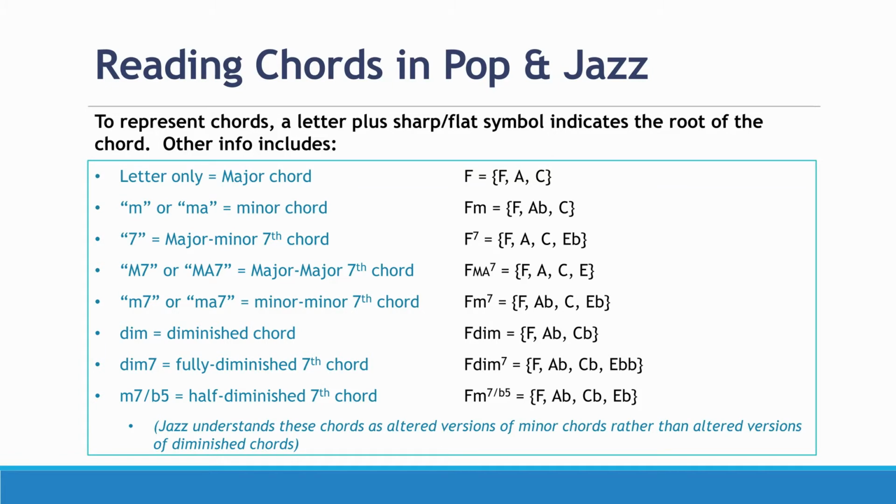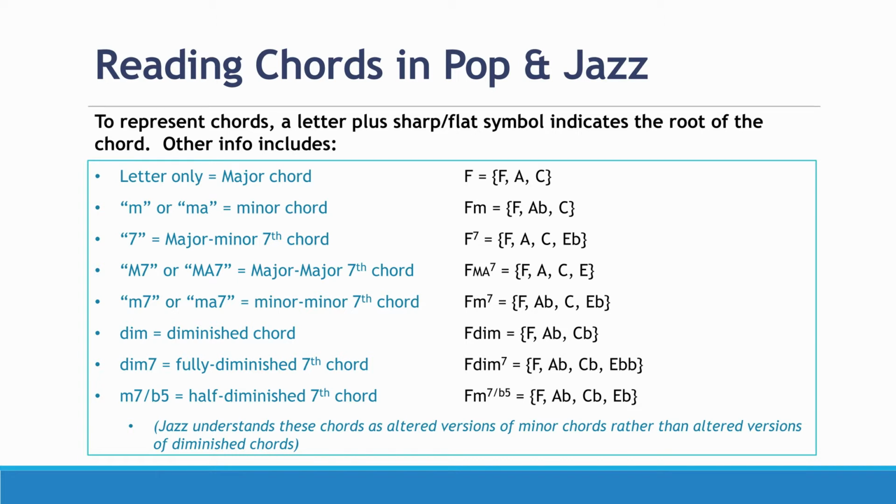So what can we expect with chords in pop music? Well, if we have a letter only, that's going to indicate a major chord. We can think of major as essentially being our default chord quality in both pop and jazz styles. If you're going to have something like a minor chord, it's going to indicate it explicitly. And that's going to be either with the lowercase m or lowercase mi, like you can see in my second example. An F minor chord is going to be shown with F and then lowercase m.